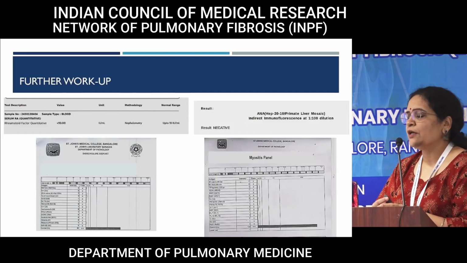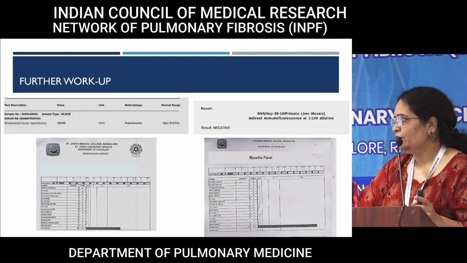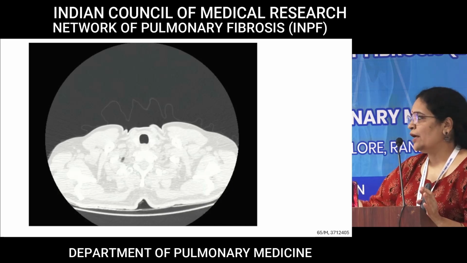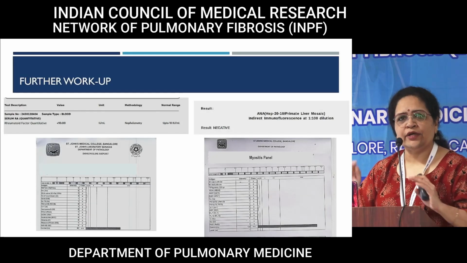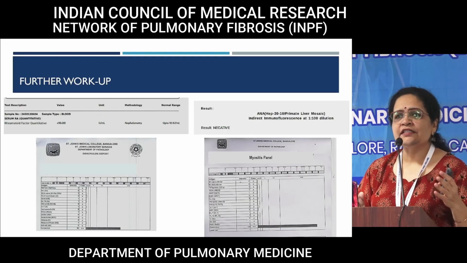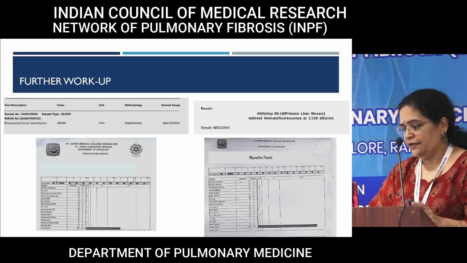We did a further workup on this patient. The RA factor was negative, ANA was negative. We did an immunoline that was also negative, and the myositis panel was also negative. I'm not going into details; further speakers, where things came positive, will discuss more about these things. So we did a CT scan.